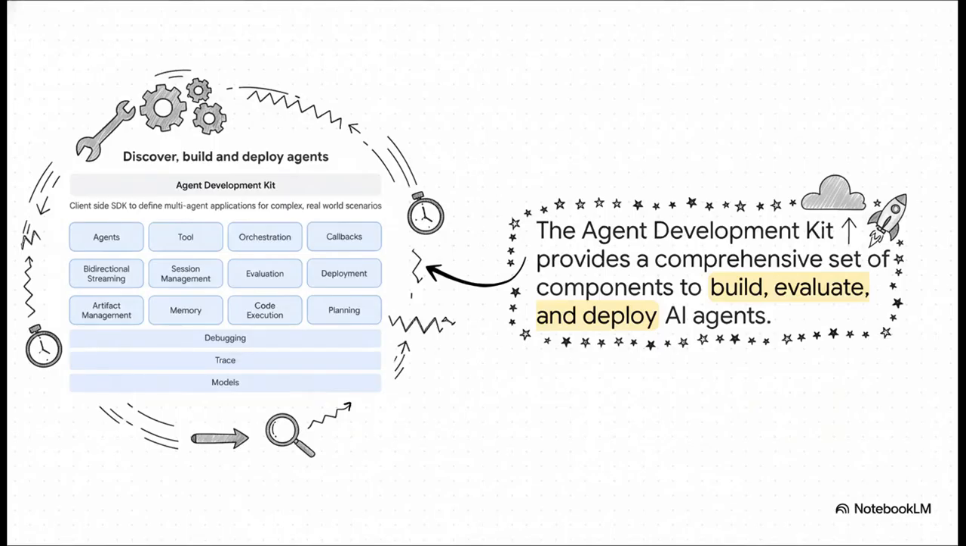Okay, so take a look at this. This image is basically the map for our whole journey. It gives you this fantastic high-level view of everything the ADK offers. You can see on the left, we've got the core building blocks, the agents and tools. Then you move across to the support stuff like debugging and memory, and it all ends up on the right with deployment. So right off the bat, you can tell this isn't just some simple library, right? It's the whole shebang, a full cycle platform.